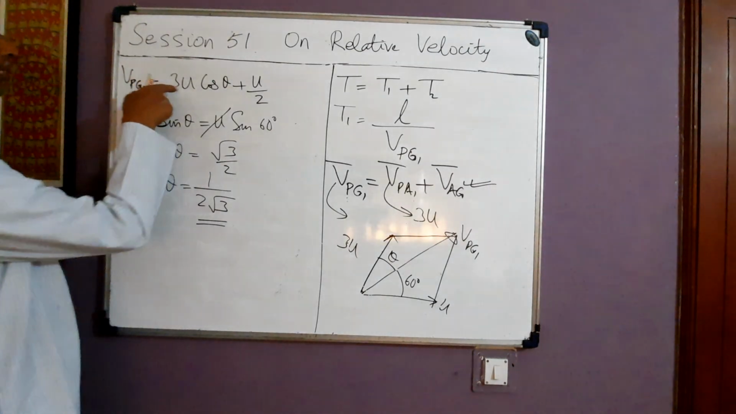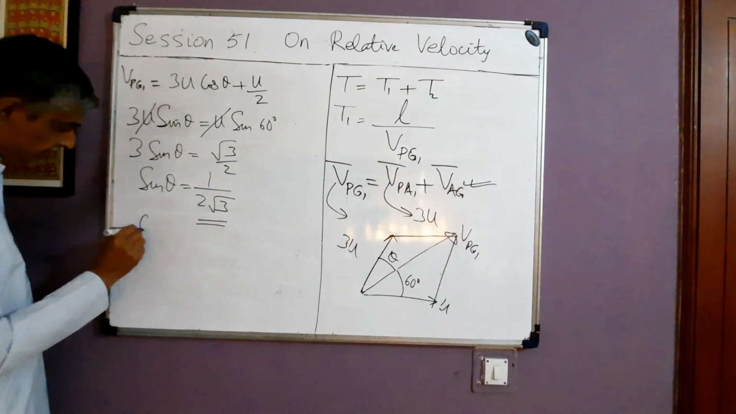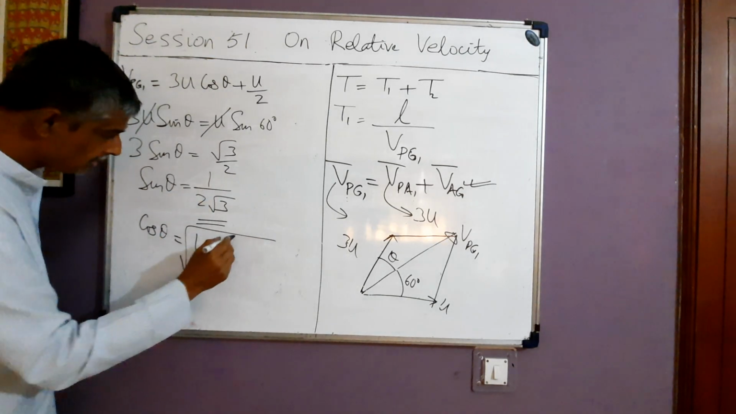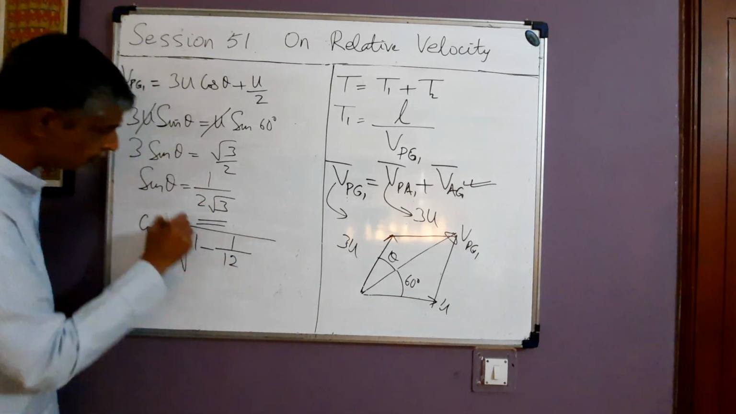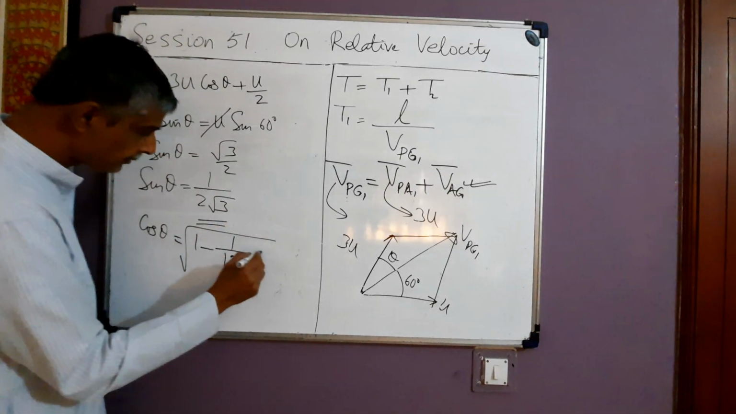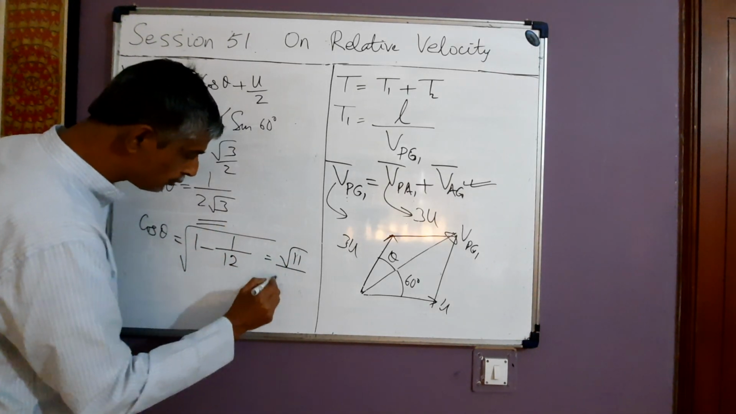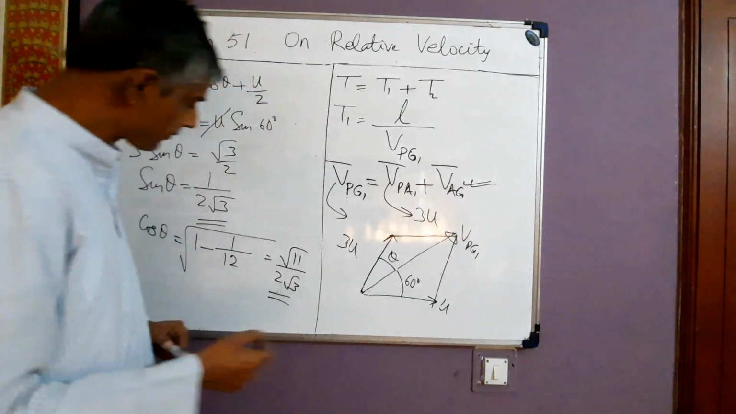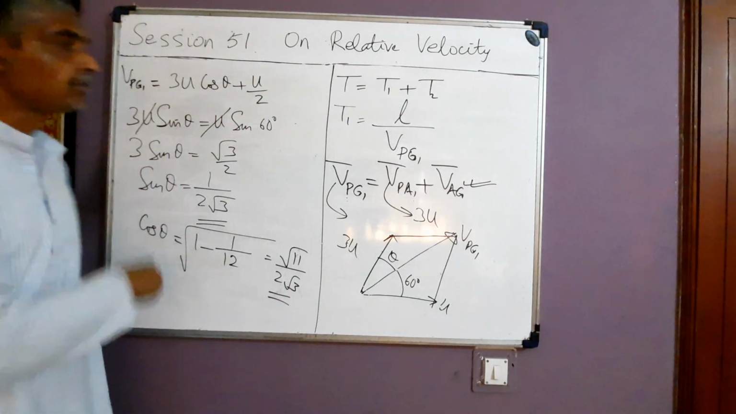So from this we can get the value of cos theta. From trigonometry, cos theta is root under 1 minus sin square theta. The square of 1 by 2 root 3 is 1 by 12, so this is root 11 by root 12, that is root 11 by 2 root 3. This is the value of cos theta. Now I substitute cos theta in this to get Vpg1.